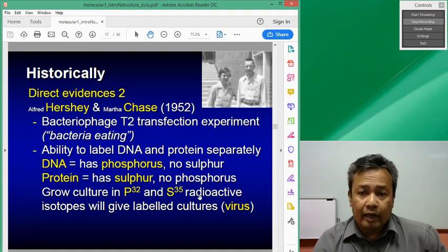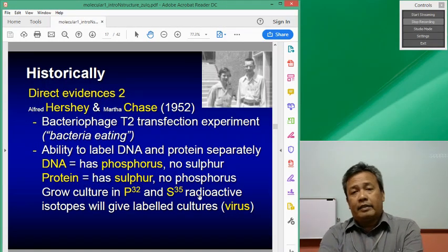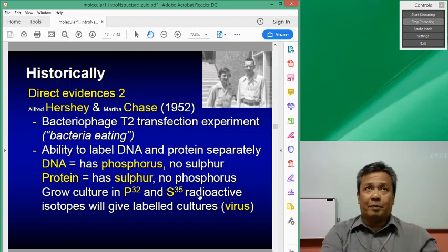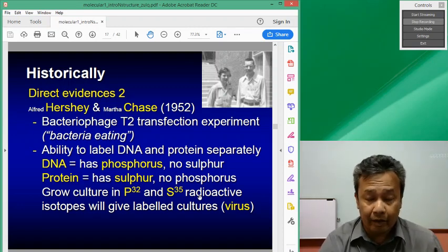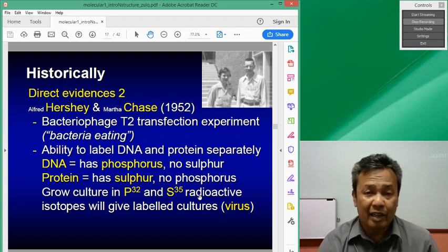Hello again. Now, the importance of this slide is the previous experiment shows that for bacteria, the genetic material is DNA. But what about viruses? So Hershey and Chase did experiments based on viruses.